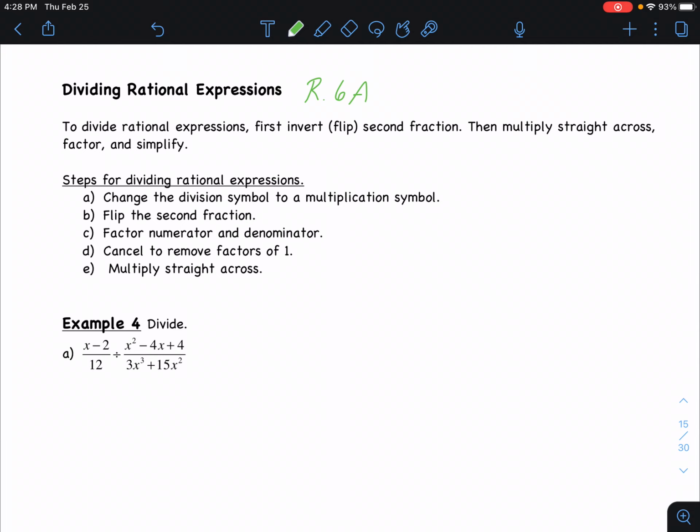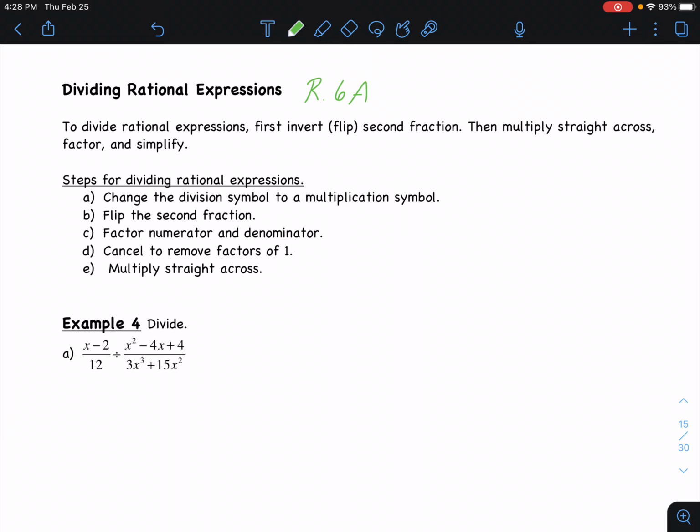We're not really going to divide them. What we're actually going to do is turn them into multiplication problems, which was the previous lesson. And then we're going to factor and cancel things out, just like the previous 2 lessons. So to divide rational expressions, first we're going to invert or flip the second fraction upside down. Then we're going to multiply straight across. The division symbol will turn into a multiplication symbol.